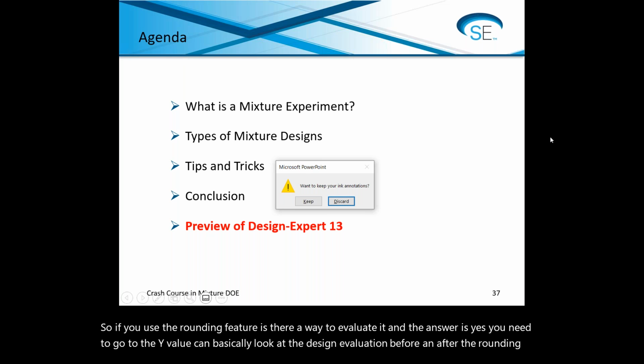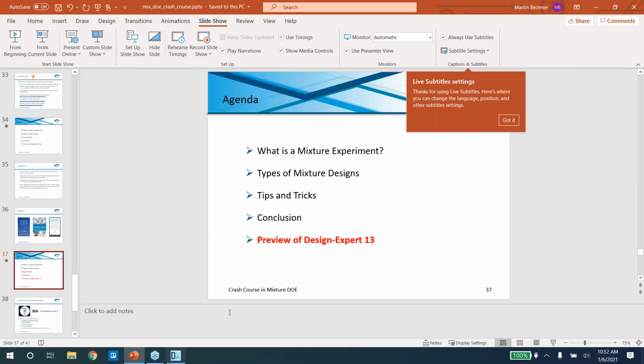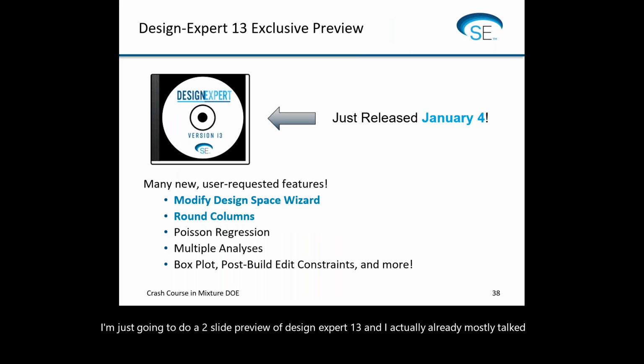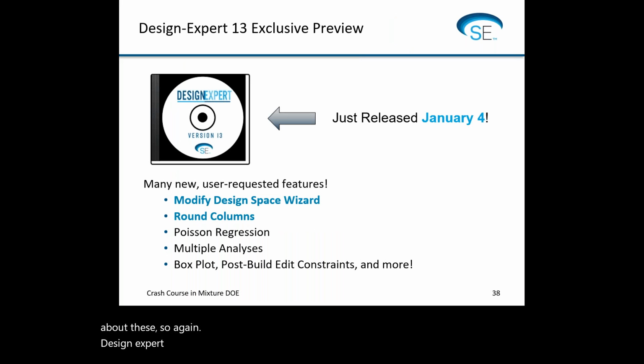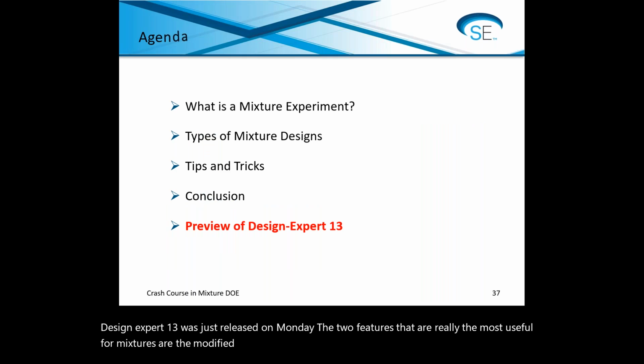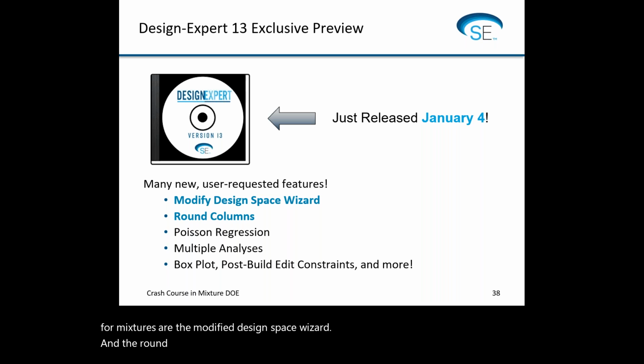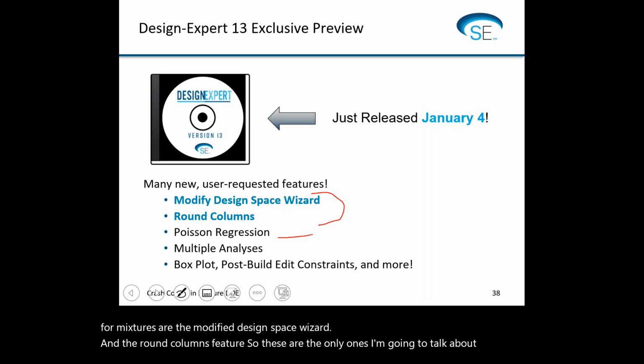Now I'm just going to do a 2-slide preview of Design Expert 13. I actually already mostly talked about these. Design Expert 13 was just released on Monday. The 2 features that are most useful for mixtures are the Modify Design Space wizard and the round columns feature. We also have Poisson regression, multiple analyses, a bunch of other things in here, but for the sake of time, I'm just going to talk about the ones that are most useful for mixtures.